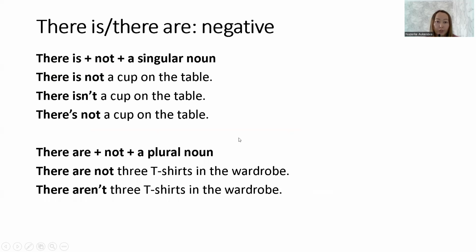Well, let me talk about the negative form of there is and there are. Of course, in negative form, we have to use not. There is not and a singular noun. For example, there is not a cup on the table. Or in short form, there isn't a cup on the table. Both of them are correct. With there are, we use not after it and then a plural noun. For example, there are not 3 t-shirts in the wardrobe, or there aren't 3 t-shirts in the wardrobe.